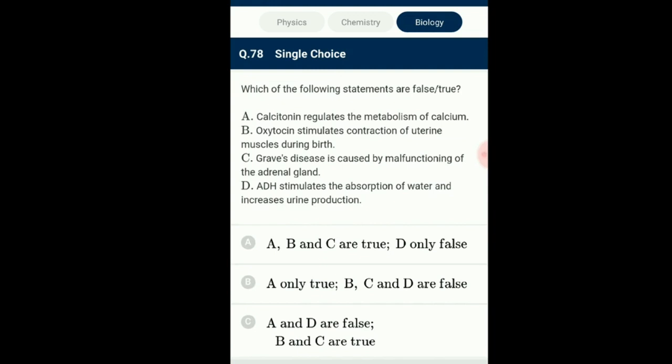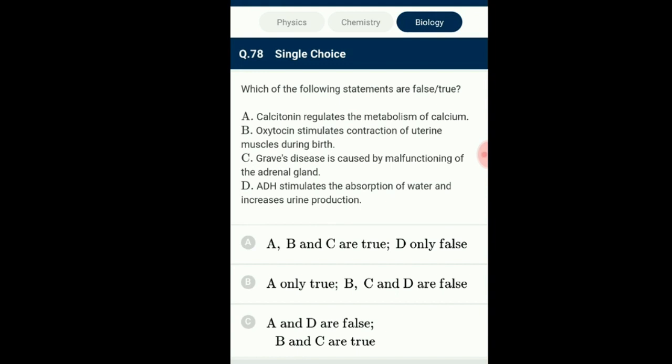Question number 78. Which of the following statements are false or true? Here there are 4 statements given. Calcitonin is a hormone released by the thyroid gland that regulates calcium and phosphate metabolism in blood. Parturition is the process of childbirth where the uterine muscles contract to force the baby out of the mother's womb. Uterine contraction is stimulated by the hormone oxytocin, which is released by the posterior pituitary.